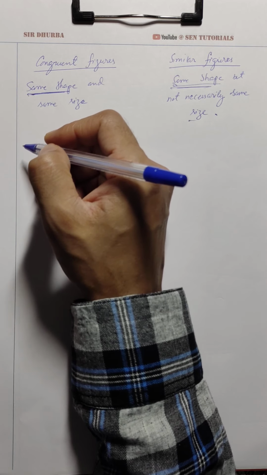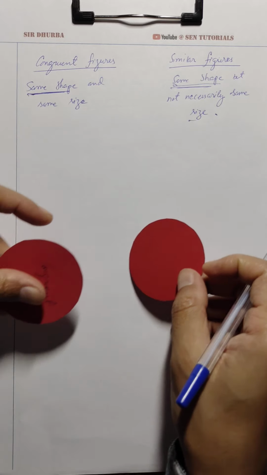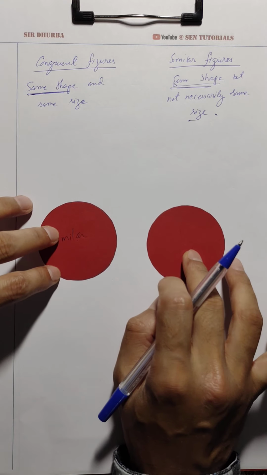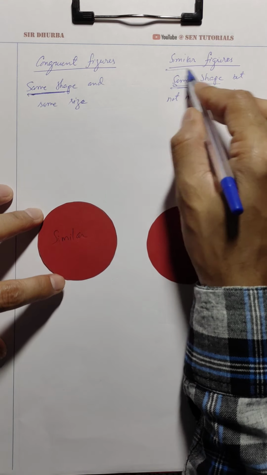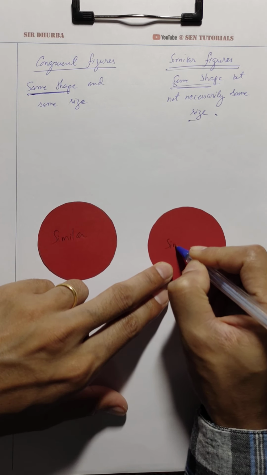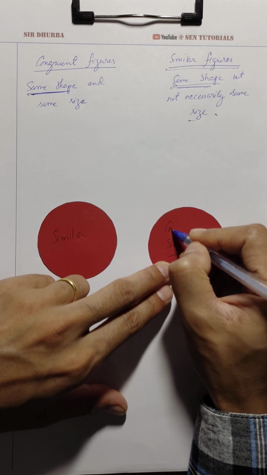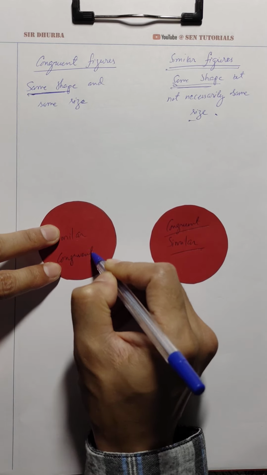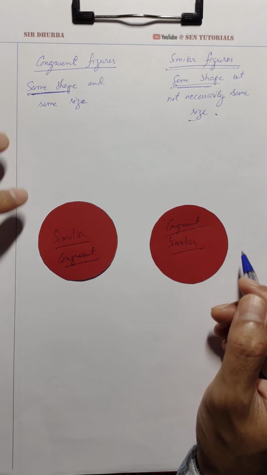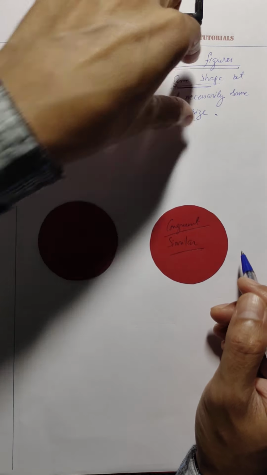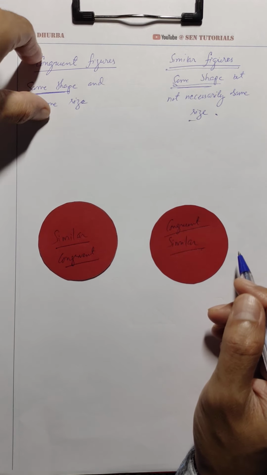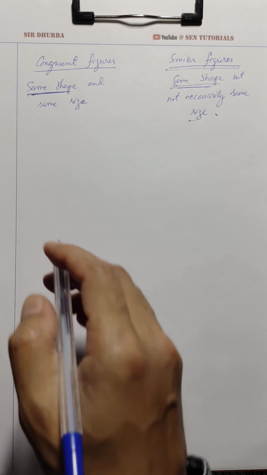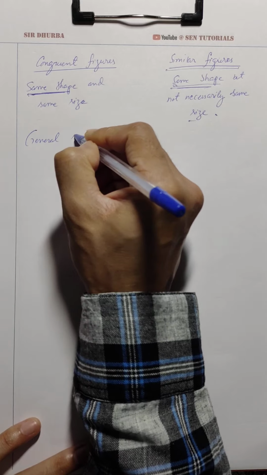But another thing that we should understand is, if we talk of two circles, definitely they are congruent, isn't it? Same circles. And will they be similar? Of course, they will be congruent as well as similar. So from here we understand one thing, that congruent figures definitely are similar figures also. But similar figures need not be congruent. All right.